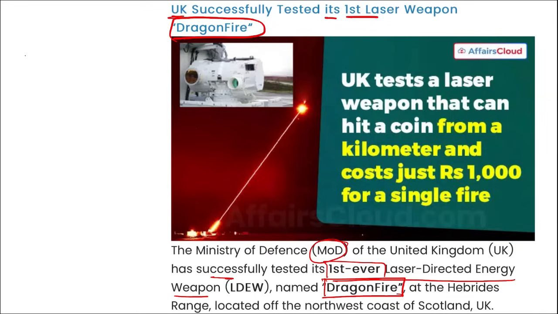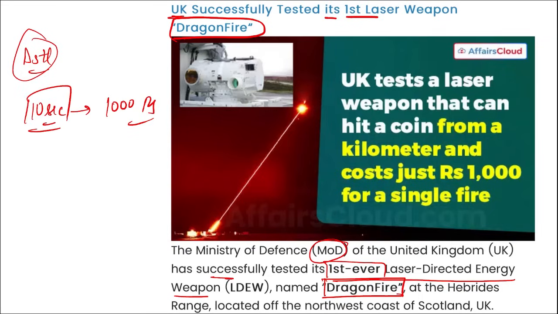Dragonfire is led by DSTL, the Defence Science and Technology Laboratory, on behalf of the UK's Ministry of Defence. Dragonfire significantly reduces the reliance on expensive ammunition. Remember, firing the laser for 10 seconds costs just 1000 rupees. I repeat, 10 seconds of firing of this laser costs approximately 1000 rupees. And this Dragonfire will enhance the air defense capabilities of both the army and the navy of the UK.